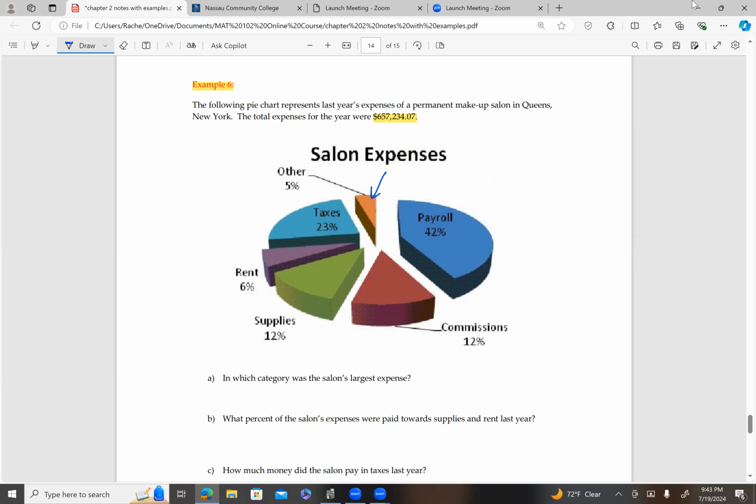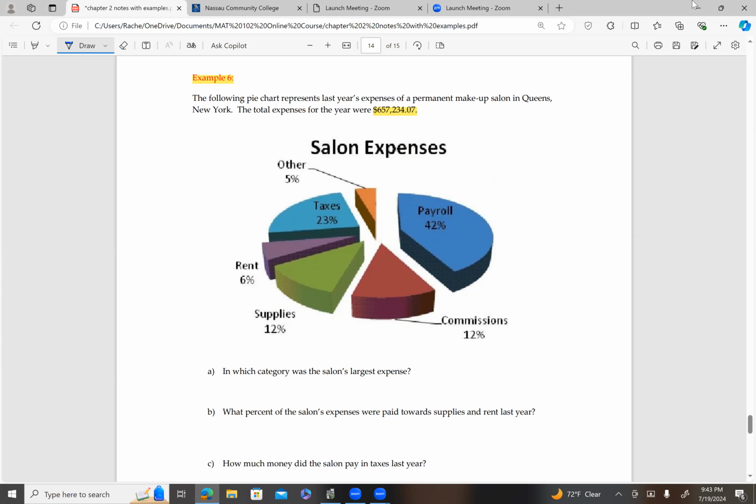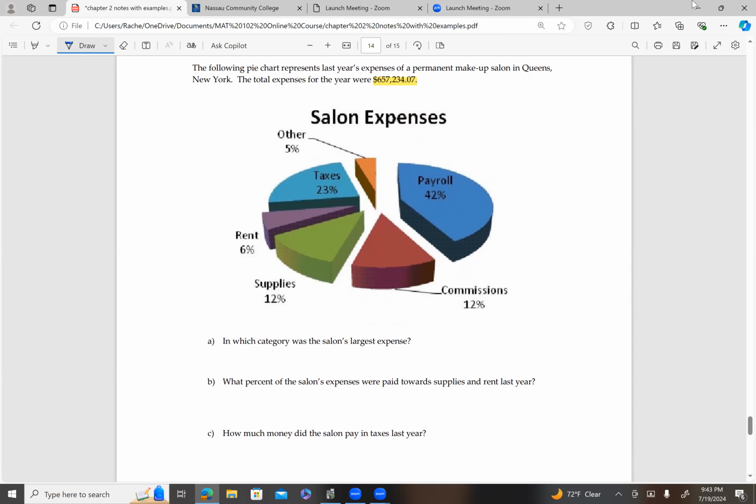So let's answer some questions. Part A says, in which category was the salon's largest expense? So you should be looking for the largest piece of the pie, the highest percent, which in this case is payroll. So payroll is going to be the salon's largest expense at 42%.